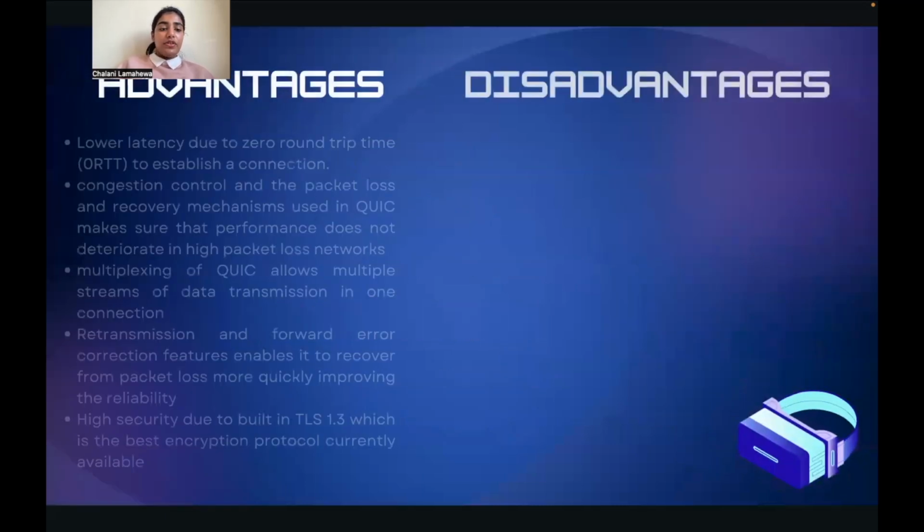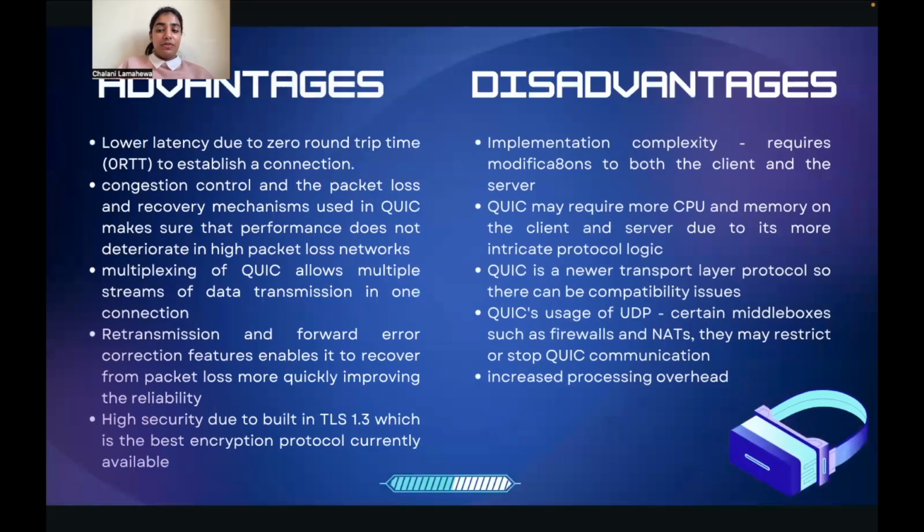And then we can talk about the advantages and disadvantages of QUIC. First, we will be talking about advantages. The lower latency due to the zero round trip time to establish a connection makes QUIC much faster than TCP and UDP. Also, the congestion control and the packet loss and recovery mechanisms used in QUIC make sure that performance does not deteriorate in high packet loss networks.